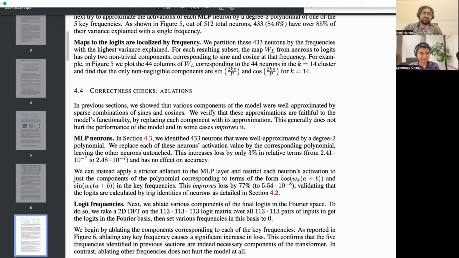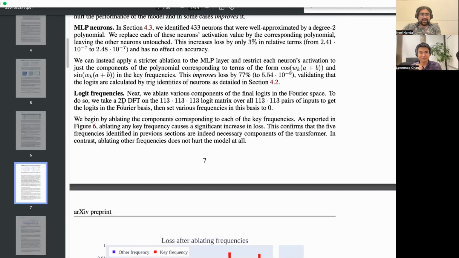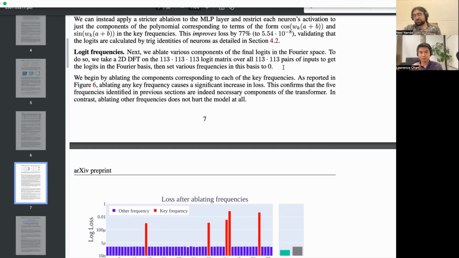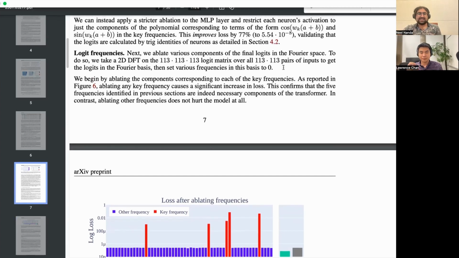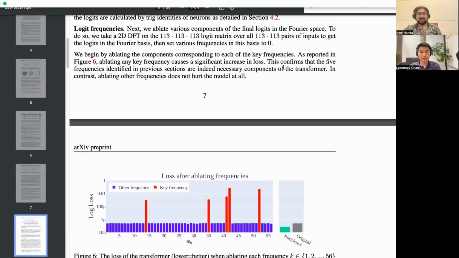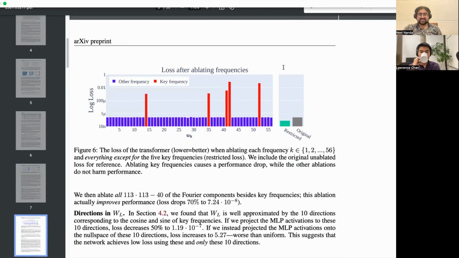We can restrict neurons to just cos(wA+B) and sin(wA+B) and remove everything else. Loss is improved. Then we can ablate the logits, where we change the logits to only have these A plus B terms, which importantly are kind of 2 dimensions per frequency in 12,000 dimensional space. Want to explain what figure 6 does?